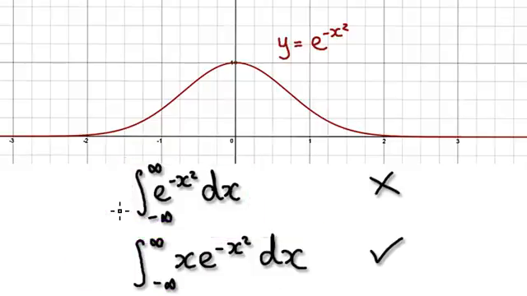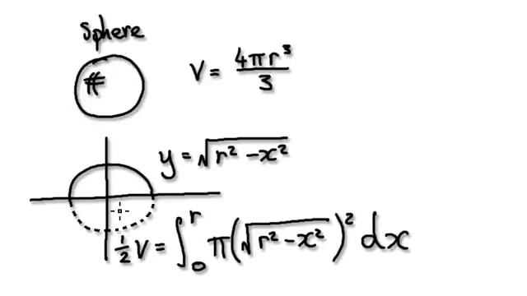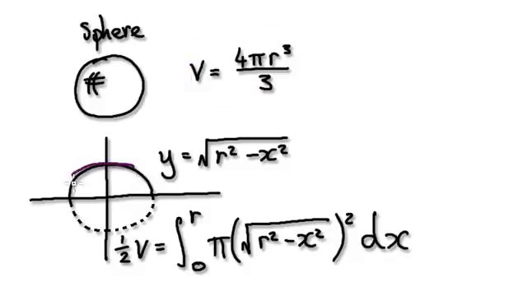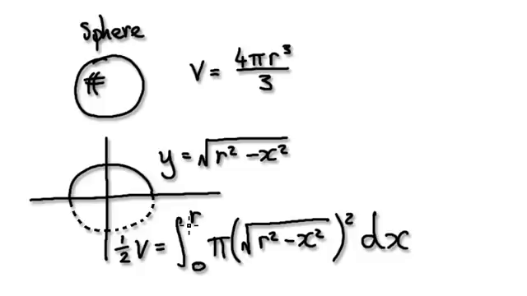Now let me use history to make a comparison. If we want to work out the volume of a sphere, we could easily use calculus to come up with this formula. The formula for the circle is given by this. By right, it should be this, but let's just keep it simple. So, half of a sphere.